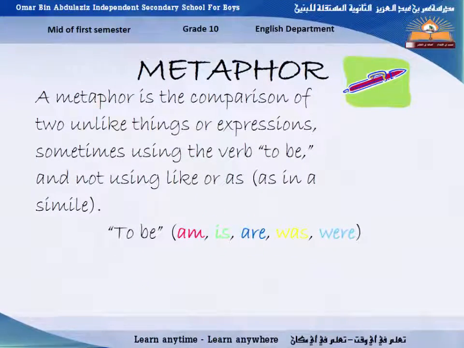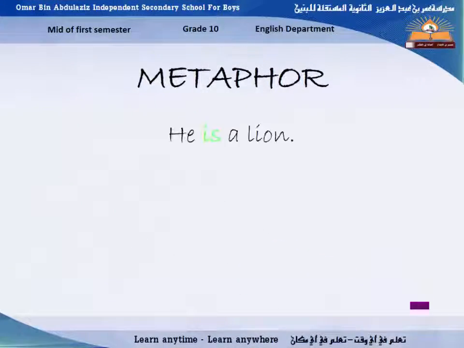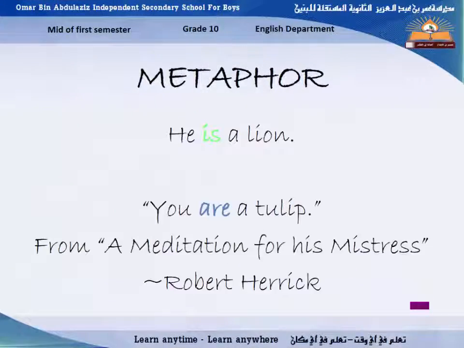The metaphor is also a comparison of two unlike things or expressions, sometimes using the verb to be and not using the words like or as in the simile. To be: am, is, are, was, were. Examples for the metaphor: he is a lion. You are a tulip.